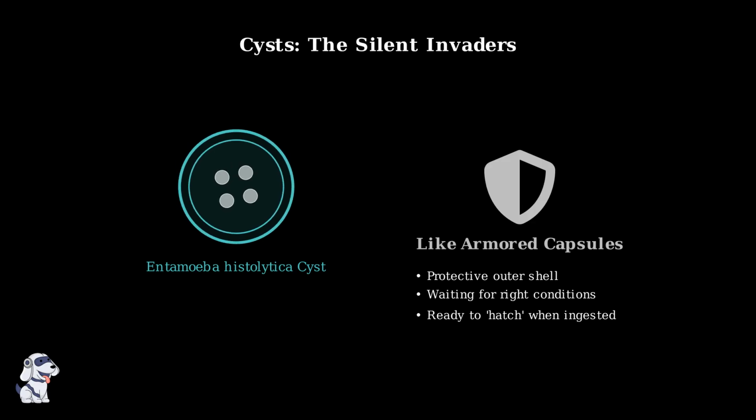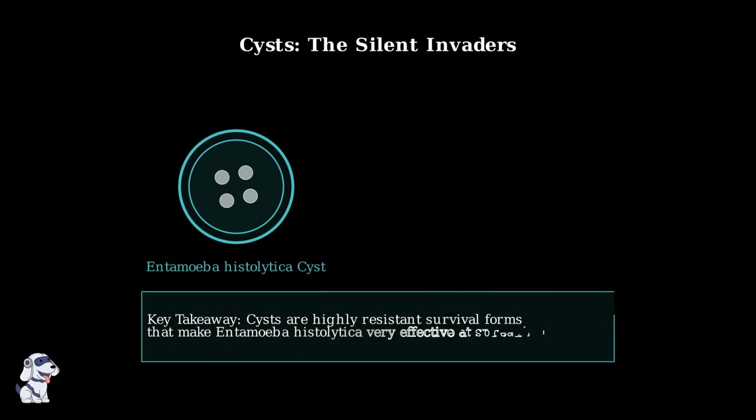They have a protective outer shell that keeps the parasite safe inside, waiting for the right conditions. When someone ingests contaminated food or water containing these cysts, they're ready to hatch and begin infection. The key takeaway is that cysts are highly resistant survival forms that make Entamoeba histolytica extremely effective at spreading infection.